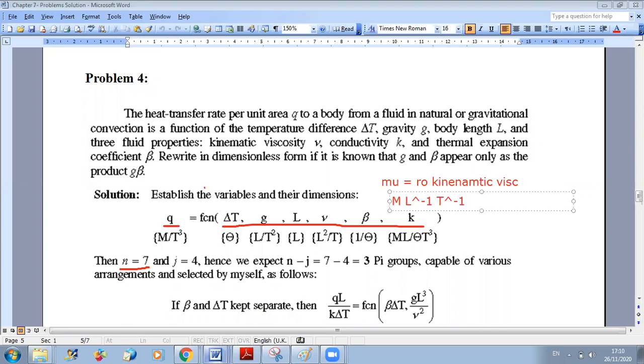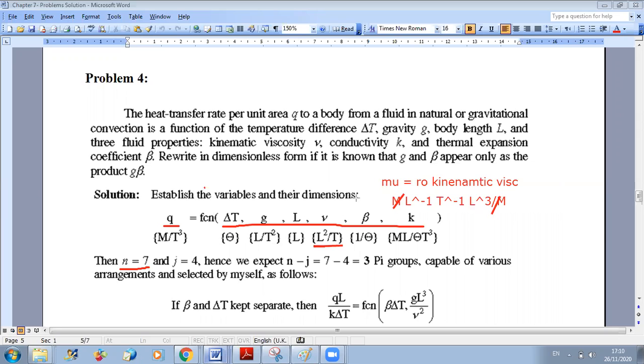Now if I divide by rho, I should multiply by what? Rho is kilogram per meter cube, so dividing by rho means multiplying by L cube over m. So m will be simplified, and I have L cube times L minus 1, which gives me L square. And I have T minus 1, so it's over T. So the unit for the kinematic viscosity is meter square per second.